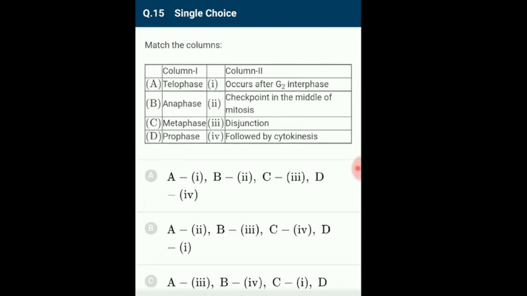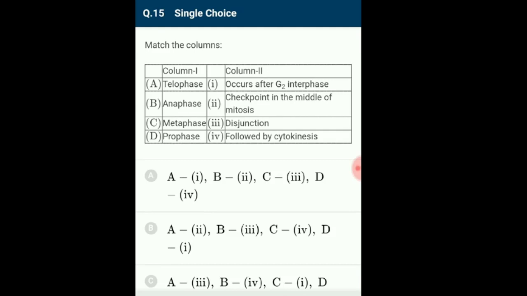Question number 15. Match the following. During prophase, the nucleolus and nuclear membrane disappear. Chromosomes occur after G2 interphase. In metaphase, the chromosomes are arranged at the equatorial plane of the cell, and this phase acts as the checkpoint of the metaphase. The centromere splits and chromatids are separated during anaphase, and daughter chromosomes start moving towards opposite poles with chromosomal disjunction.